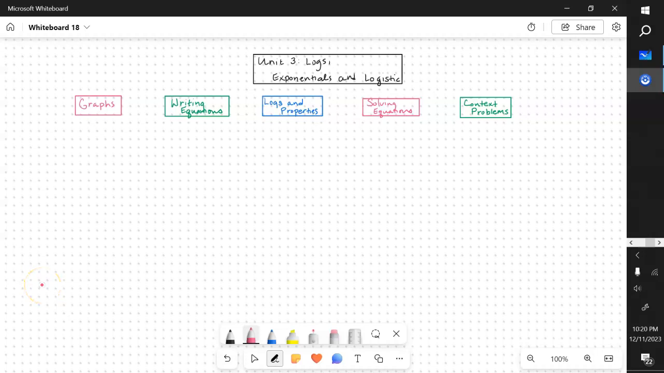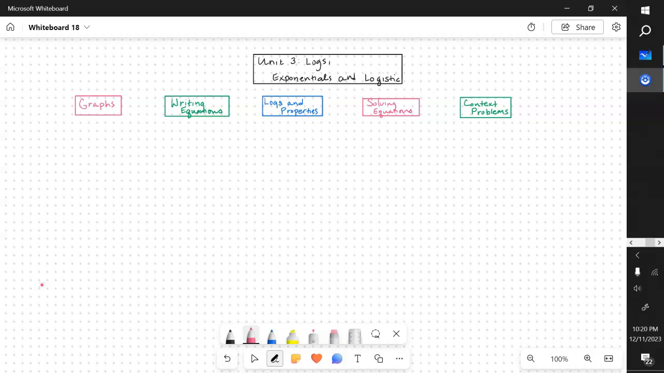This is a quick overview of Chapter 3. If you want more details, I do have videos for Chapter 3 loaded and put onto Schoology. This is the overview, not meant to be a replacement for the whole chapter. This chapter was about logs, exponentials, and logistic functions.